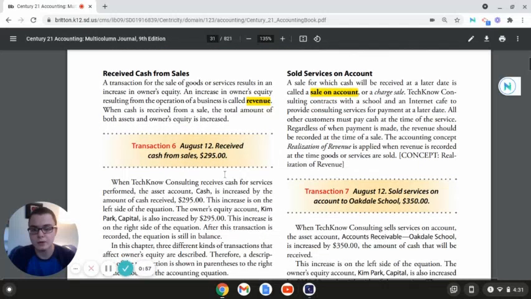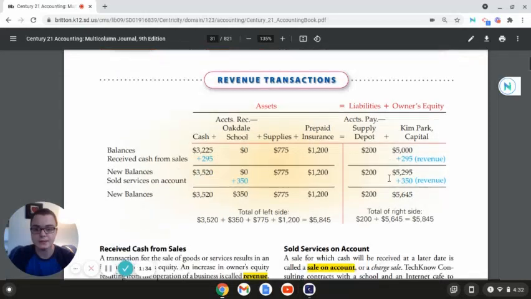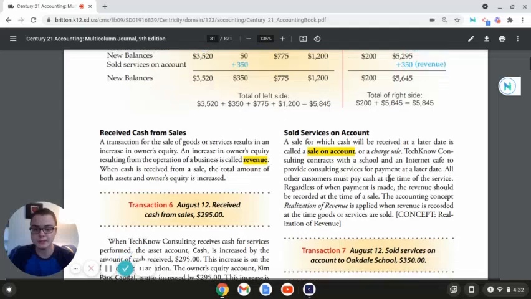Alright, so now I'll be going over the transactions. So transaction number 6 reads, on August 12th, received cash from sales, $295. Okay, so we know now that when we receive cash, that means that our cash account is going up or increasing. So we add $295 to the cash side. But also notice that we add $295 to the owner's capital side because we are on opposite sides of the accounting equation. So whatever we do on one side of the accounting equation, we have to do on the other. Otherwise, our accounting equation will not be in balance. All right, so that's transaction number 6.